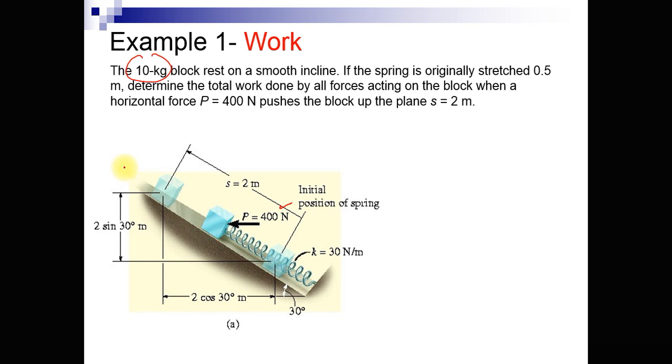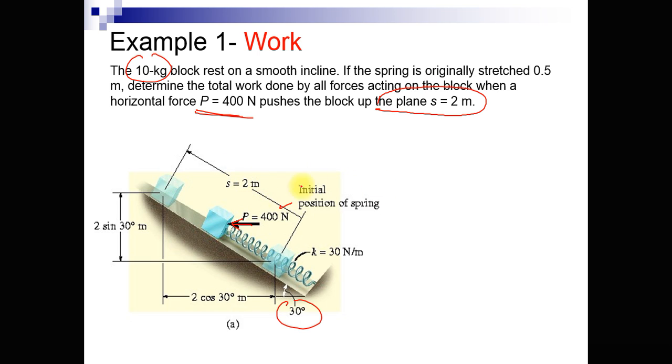You put it on an inclined plane with an angle of 30 degrees, and then it is being pushed horizontally with a force of 400 Newton, for a distance of 2 meters. So it pushes the block up by 2 meters.